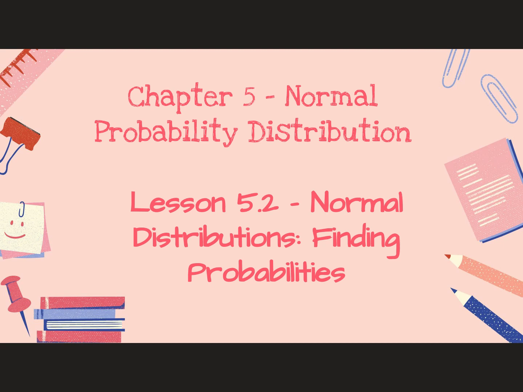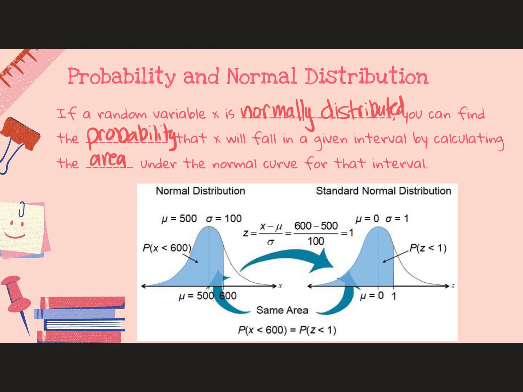Hey guys, today we're going to take a look at lesson 5.2 in our packets. We are still talking about probability and normal distribution. If a random variable x is normally distributed, you can find the probability that x will fall in a given interval by calculating the area under the normal curve for that interval.